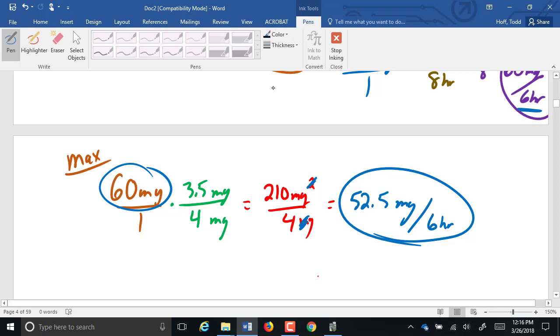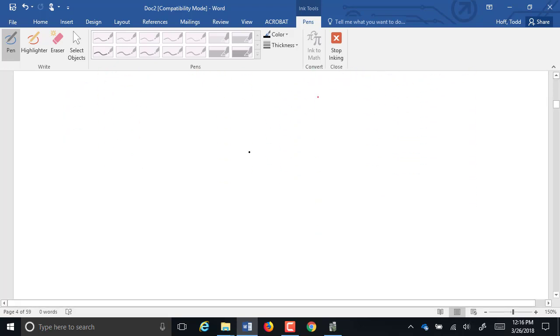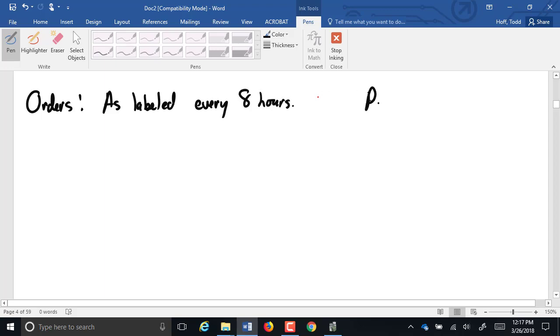And of course, the next step that can be taken in that, there are several, but the next step that we're going to do is going to look like this. So let's say we have a doctor that orders, again, as labeled, to be administered, let's do every 8 hours, for a patient who weighs 99 pounds.